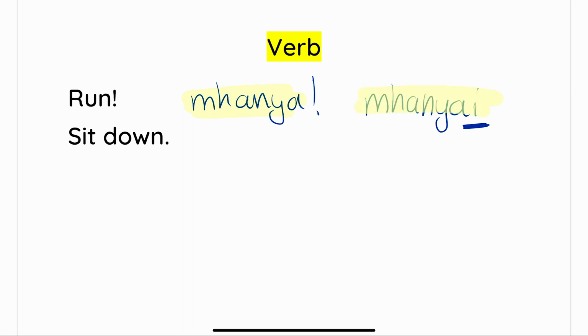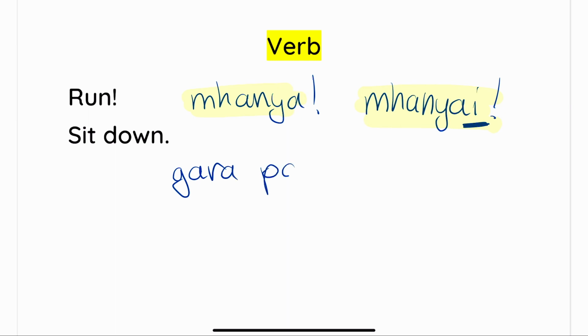But again, it's just one verb. Nothing else is going in there. If I wanted to say sit down, in singular form, that would be gara pasi, sit down. Here, my verb is gara. Pasi is just a location marker, which tells you I am telling you to sit somewhere. So, gara pasi, sit down. Where are you sitting? You are sitting down.